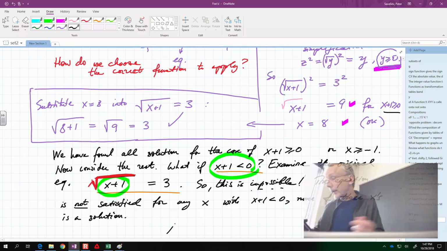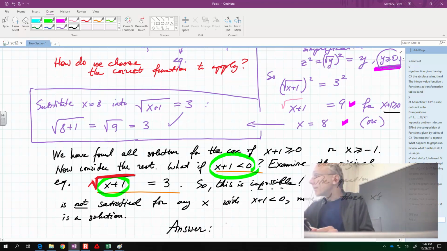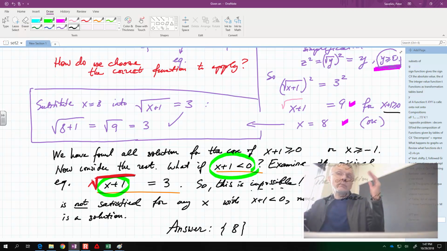The total answer. That's right. 8 is the answer then. So we had a restriction on x's that x plus 1 larger than or equal to 0. We solved under those restrictions, found one of those x's. It is 8. And then we looked at the possibility that maybe there are others, x plus 1 less than 0. We realized that there are no solutions in that region. So that 8 is the only solution. Okay.